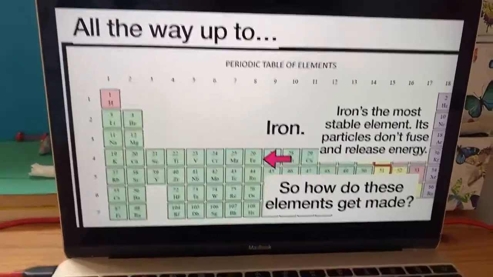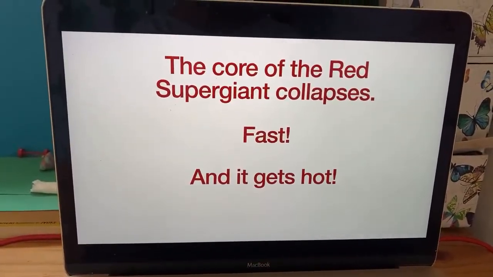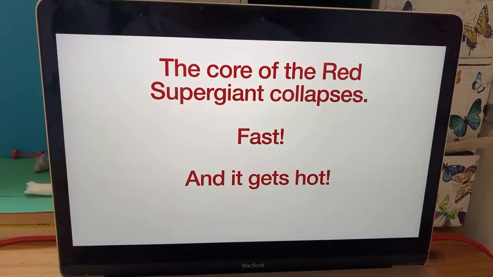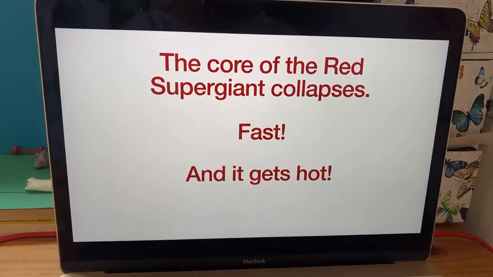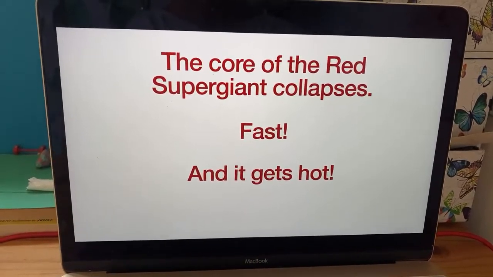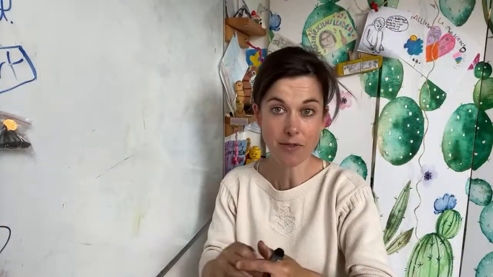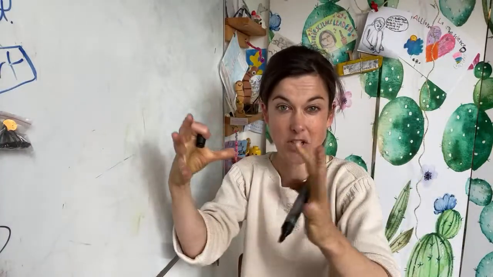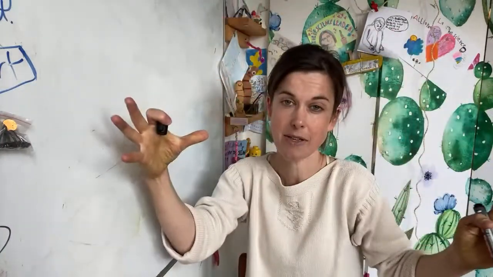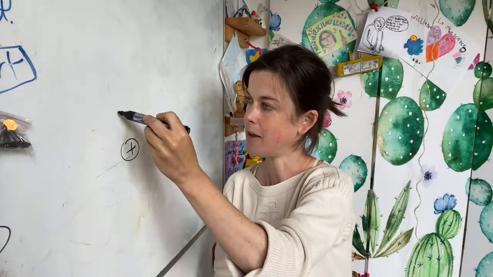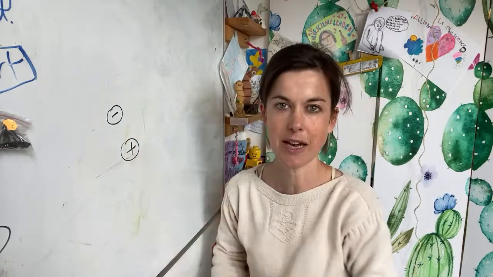So how do the other elements get made? Excellent question. Well, the core of the red supergiant collapses really fast. And of course, because we've got a hot collapsing thing, the particles are all close together, a lot of collisions, so it gets extremely hot. And this bit's brilliant, this will help you remember. So you've got iron particles inside this red supergiant now, talking about stars that are much more massive. You've got iron atoms, so protons and electrons.